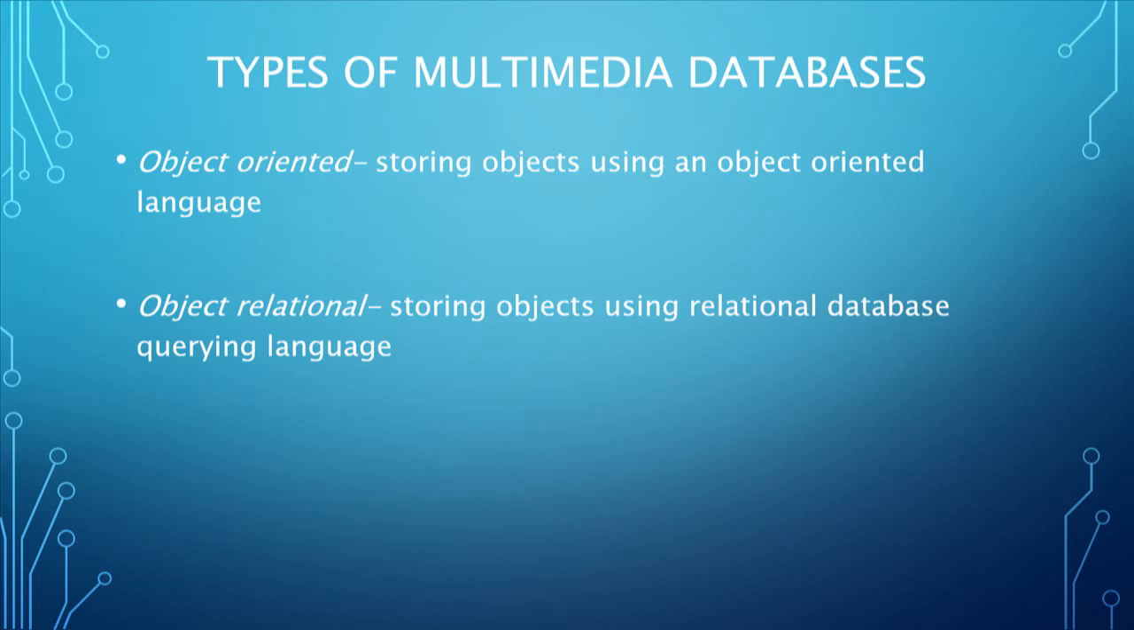You can also have object-oriented or object-relational. With object-oriented, you're storing the objects using an object-oriented language, and with object-relational, you're storing the objects using a relational database querying language such as SQL, and that seems to be the more popular one used for most management systems.